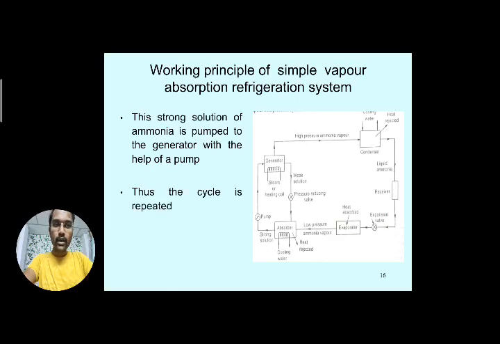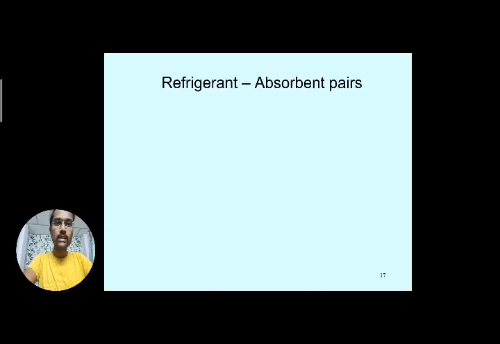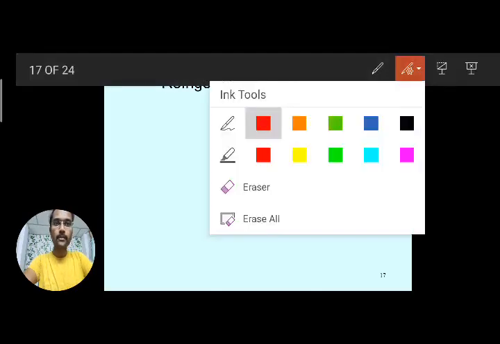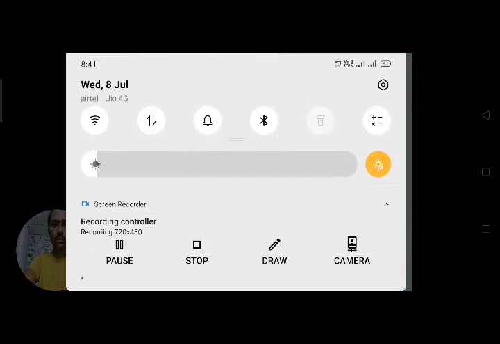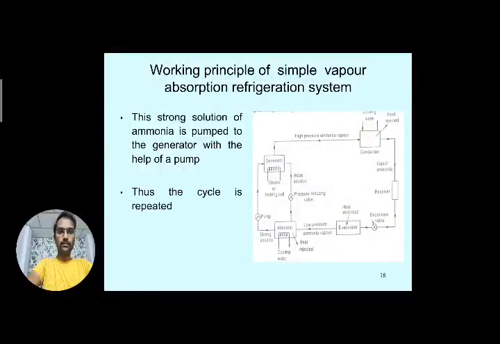Next, what happens here: again the strong solution is pumped into the generator. Again the solution will get heated with a little amount of heat. Again it converts back to high pressure ammonia vapor. Only pure ammonia is sent, and the weak solution is again sent downward. So this is a repetition of the cycle. Okay, so this is regarding the simple vapor absorption refrigeration system. This is the complete cycle.